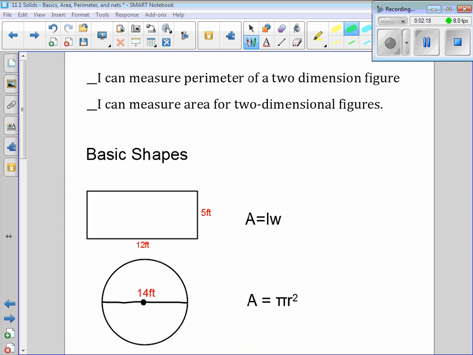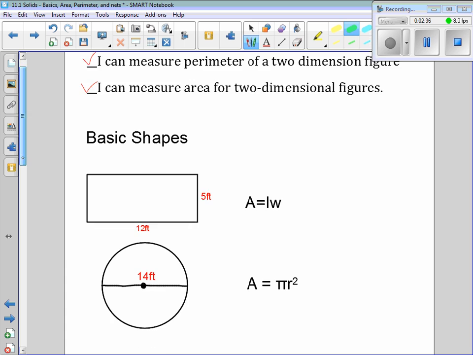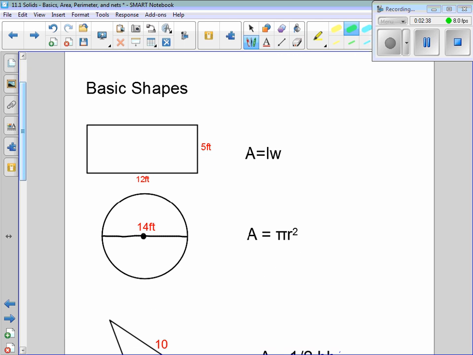Let's continue on. Okay, so by the end of this video today, you should be able to check off these I can statements. I can measure the perimeter of a two-dimensional figure, and I can measure the area of a two-dimensional figure. Okay, so looking at these basic shapes, the first shape here is a rectangle. So area is length times width.